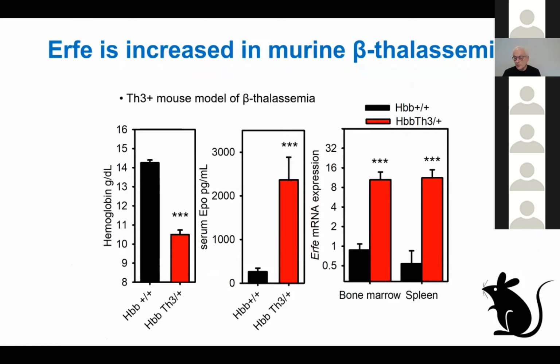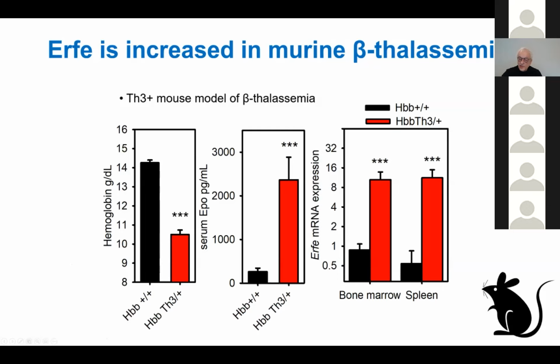And then in the murine model of beta thalassemia, which is the TH3 plus model, these mice, of course, are somewhat anemic, with a hemoglobin of about 10 to 11, the red bars here, compared to the wild types in black. Their serum EPO is increased. So the wild-type mice in black, the red bars indicate the profound increase in serum EPO in these mice.